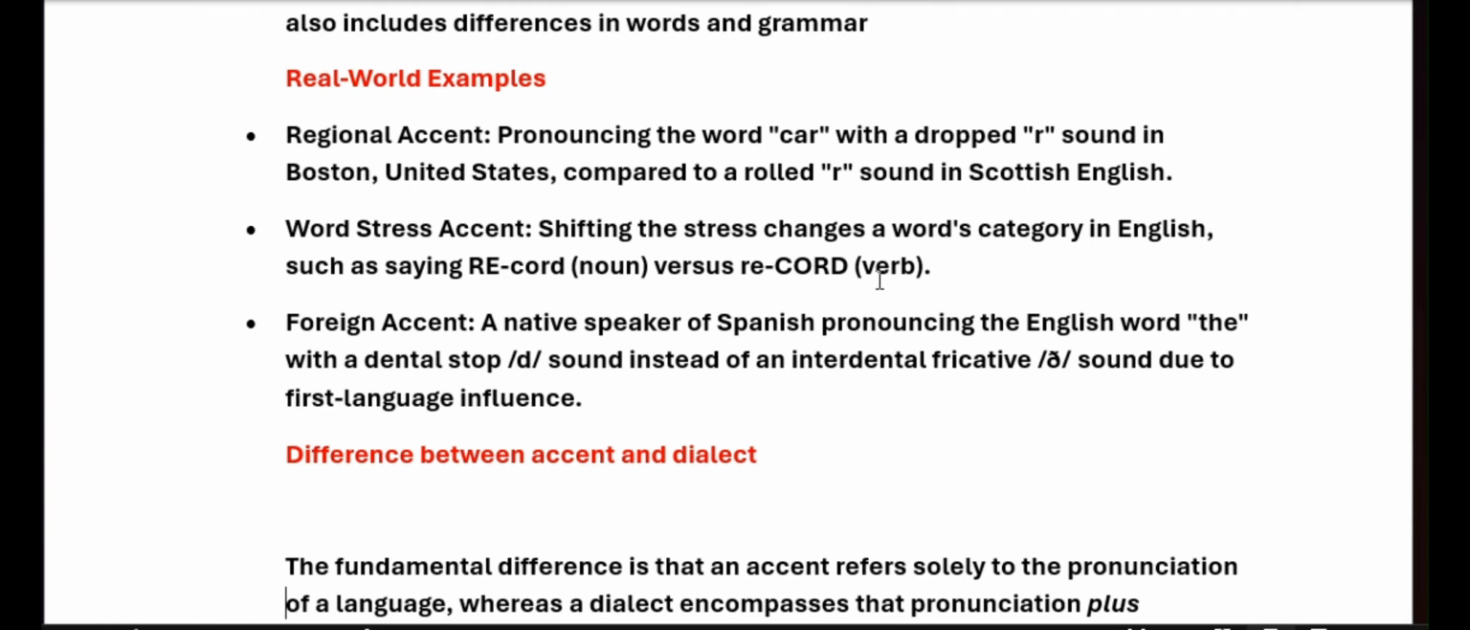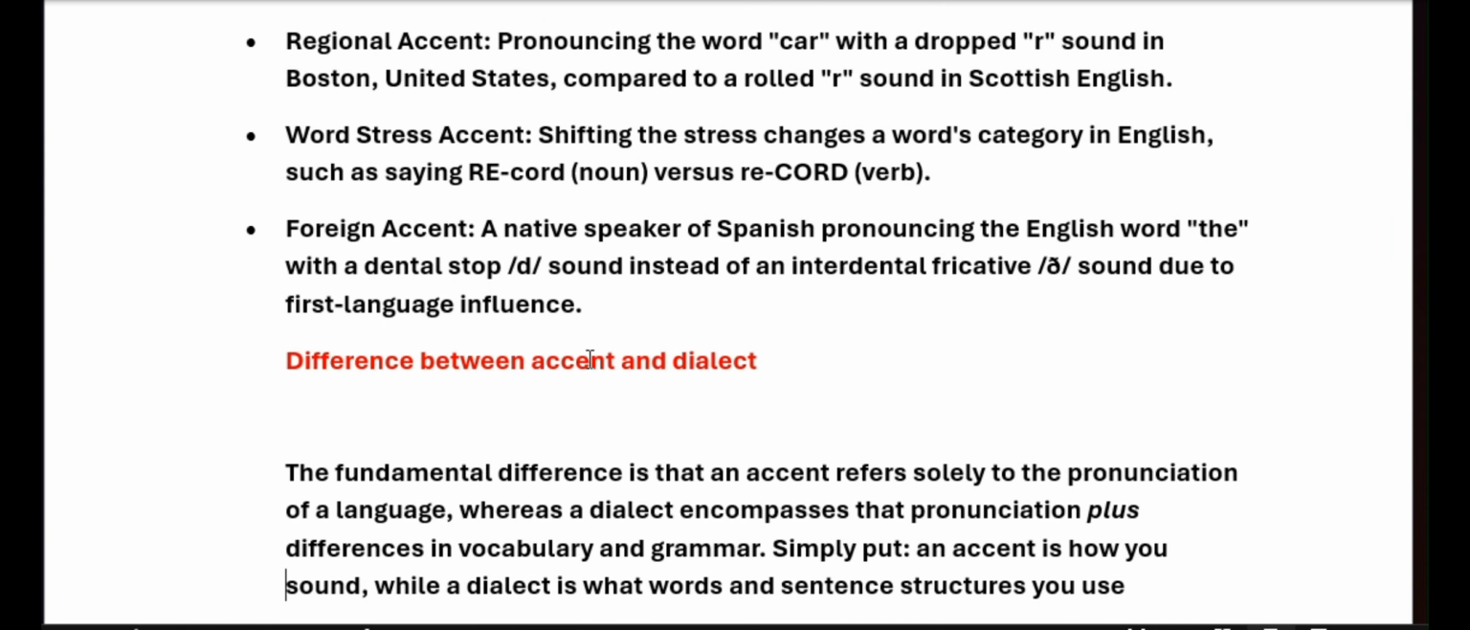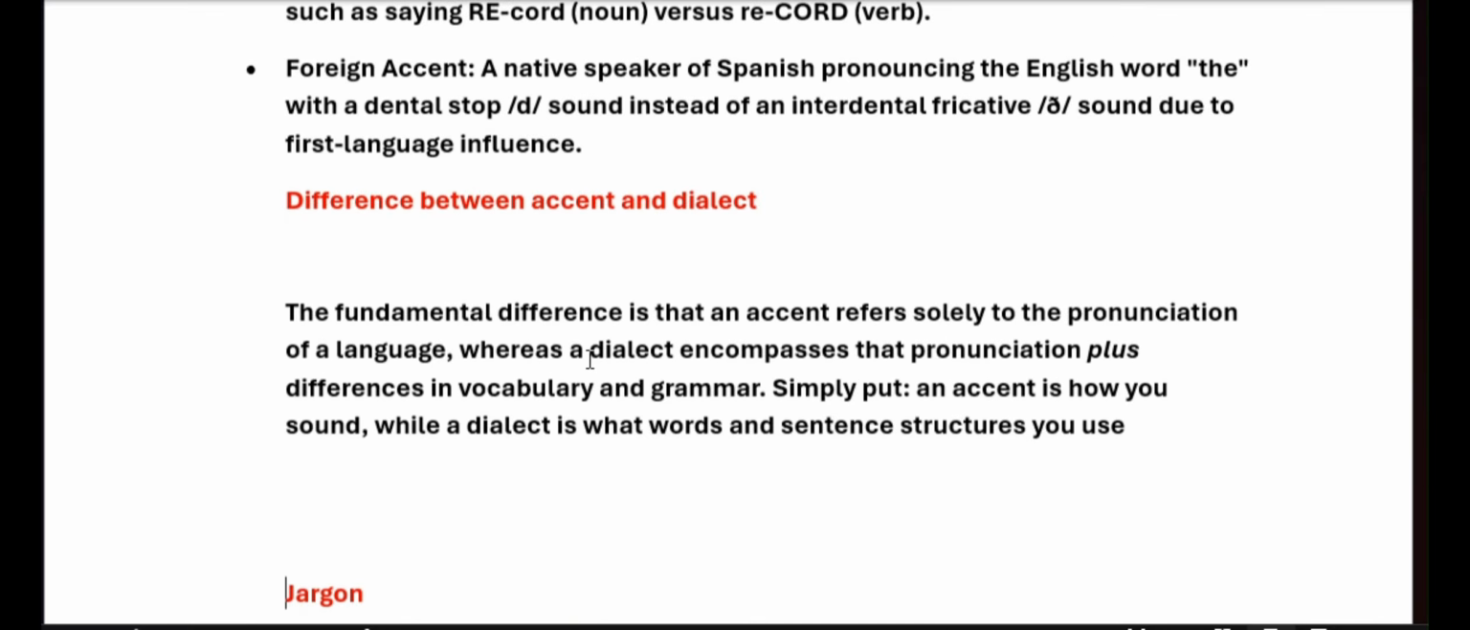Foreign accent: a native speaker of Spanish will differ in pronunciation of the dental stop and the interdental fricative sound due to first language influence. That accent can be different due to the fact that the native speaker pronounces differently than the speaker that is foreign, that has the influence of his first language.